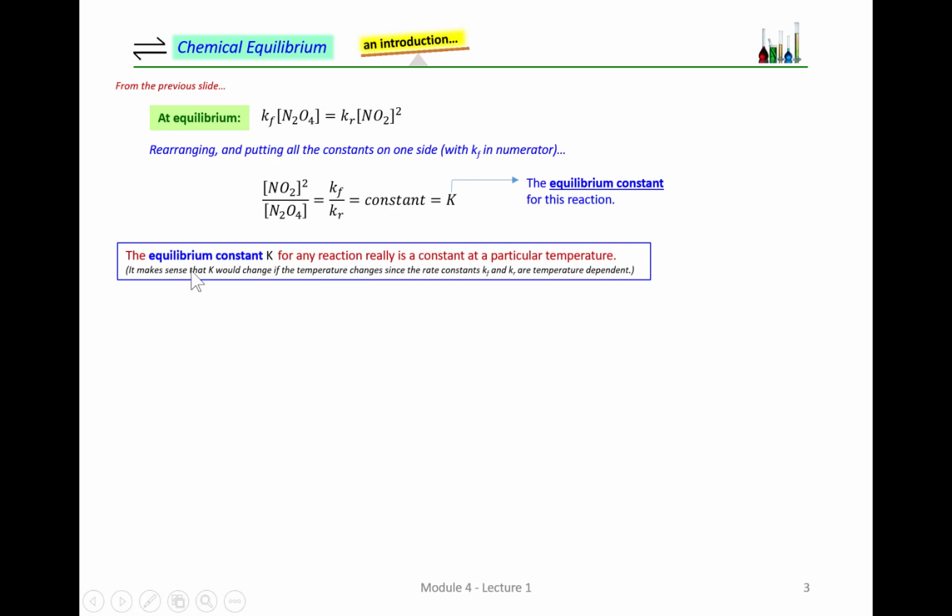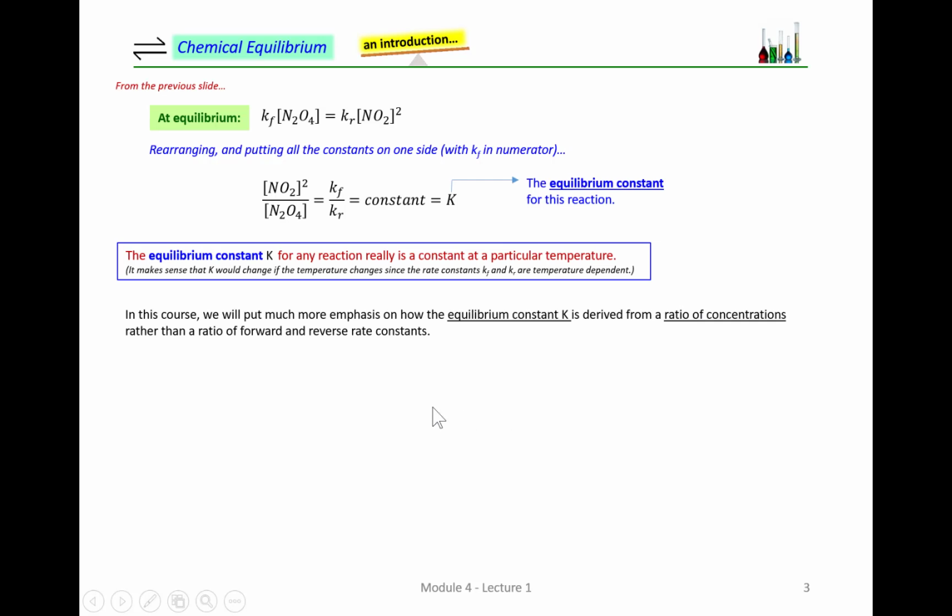Now the equilibrium constant K, capital K, for any reaction is a constant at a particular temperature. It makes sense that K would change if the temperature changes, since both rate constants, forward and reverse, are temperature dependent, and they're most likely temperature dependent in different ways, so the equilibrium constant K would change if you change the temperature. So keep in mind that equilibrium constants are constant as long as the temperature doesn't change.